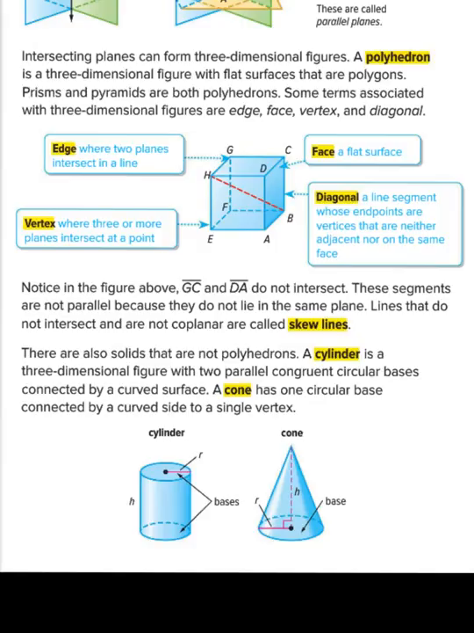So now we're familiar with what a polygon is. But when we take more than one of these polygons, and we create a three-dimensional figure with a polygon, we get a polyhedron. So let's read. Intersecting planes can form three-dimensional figures. A polyhedron is a three-dimensional figure with flat surfaces that are polygons. Prisms and pyramids are both polyhedrons. Some terms associated with three-dimensional figures are edge, face, vertex, and diagonal.